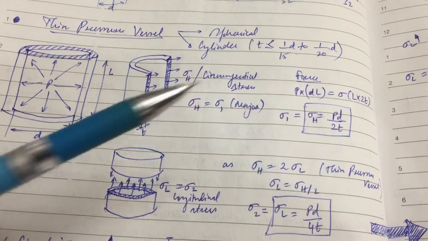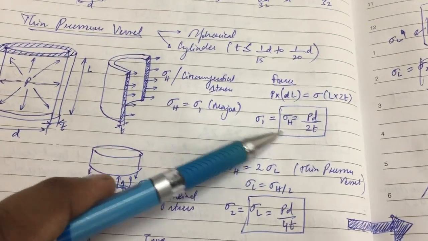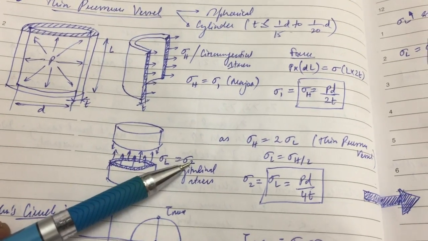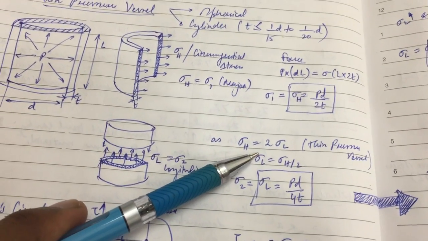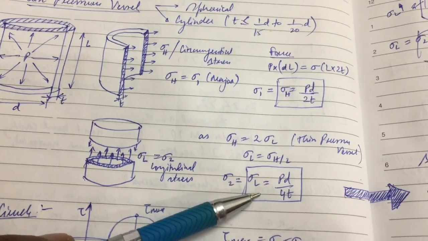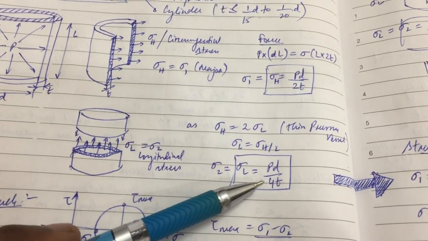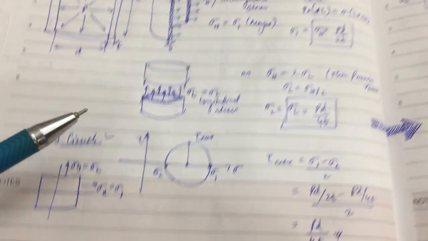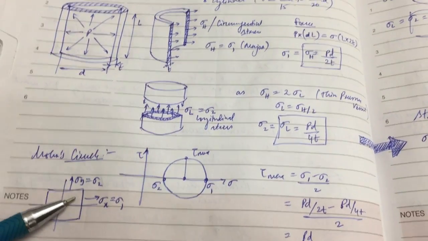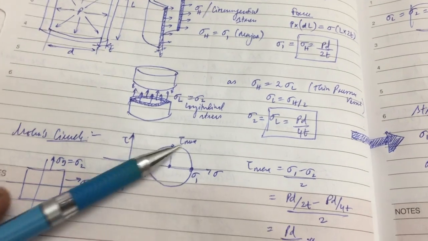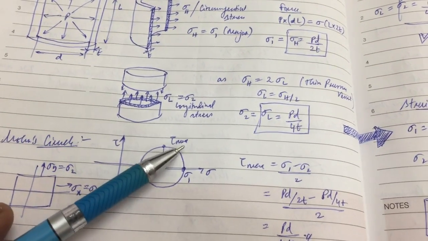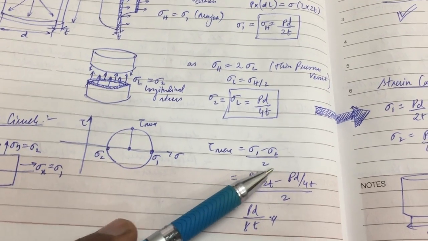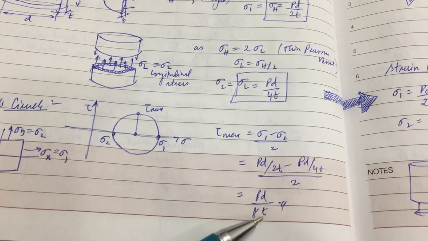So this is the pressure. So from force we can find the stress, and the longitudinal stress, which is the second major stress, is basically half of the hoop stress. Okay, so the longitudinal stress will be PD by 4t. Okay, next is the Mohr circle. For this condition the Mohr circle will be like this. From this we can find the maximum shear stress. It will be tau max equals sigma 1 minus sigma 2 by 2, that we get as PD by 8t.